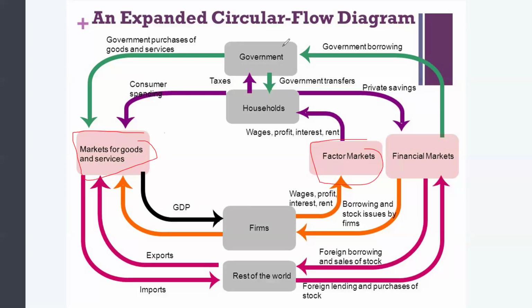We still have our government, which is still spending money in the factor market and in the goods and services market, but it is also still affecting our households and our firms through the taxation it implements within that specific economy, right? But we now have the rest of the world. We now have a foreign sector. So how does the foreign sector affect our economy?